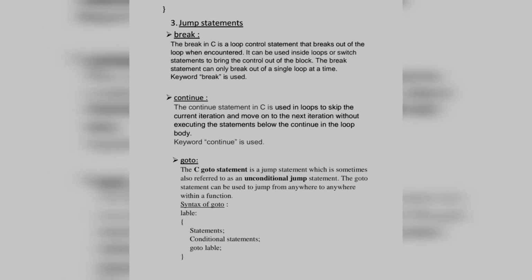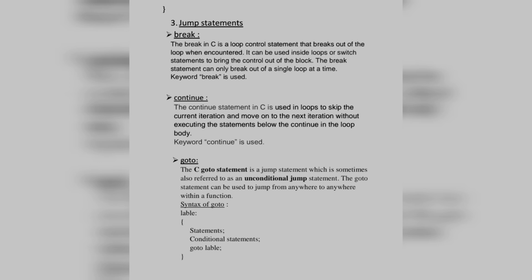The third one, jump statements. Break. The break in C is a loop control statement that breaks out of the loop when encountered. It can be used inside loops or switch statements to bring the control out of the block. The break statement can only break out of a single loop at a time. Keyword break is used.